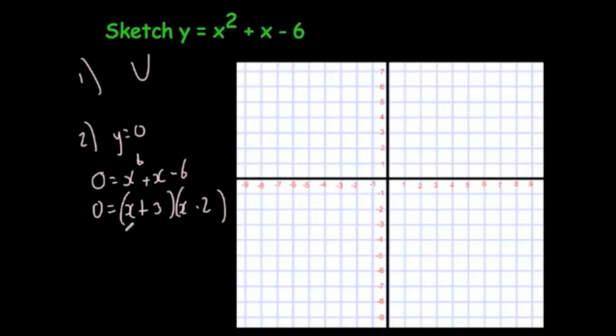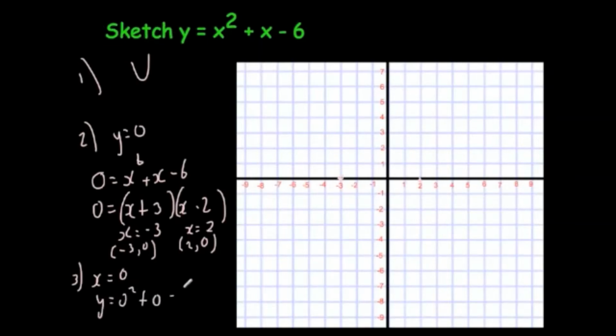That means where it crosses the x-axis, you're going to get x equals minus 3 and x equals 2. So those coordinates will be minus 3, 0, and 2, 0. So it's going to cross here, minus 3, 0, and it's going to cross here, 2, 0. Then finally, to find where it crosses the y-axis, you let x equal 0, which gives you y equals 0 squared plus 0 minus 6, that'll be minus 6, so the coordinate will be 0, minus 6. So this graph is going to cross here, 0, minus 6, so it'll be a nice U-shape going through this, something that looks like this.